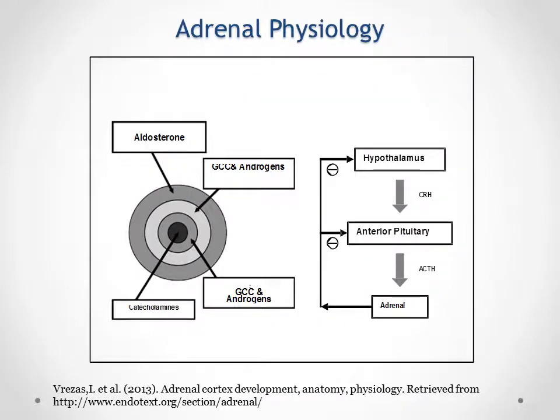First, I'd like you to take a look at this slide that shows a nice review of the physiology of the adrenal glands and the different hormones that are produced, the interaction between the hypothalamus, the anterior pituitary gland, and the adrenal gland with the secretion of the hormones that are critical. This resource came from the Adrenal Cortex Development, Anatomy, and Physiology from the endotext.org website.